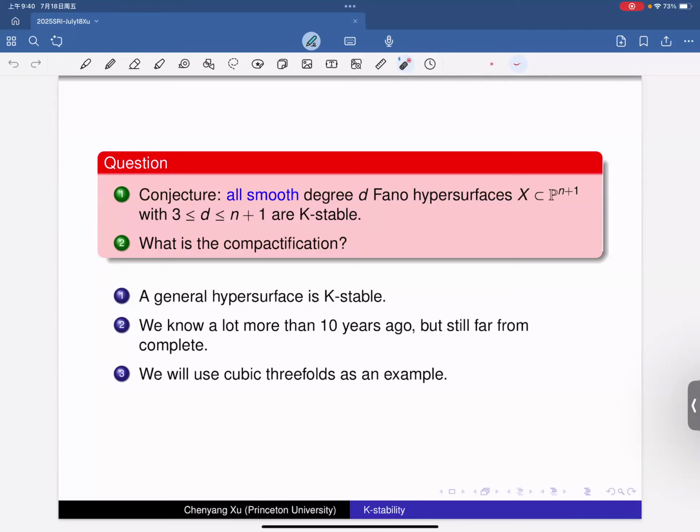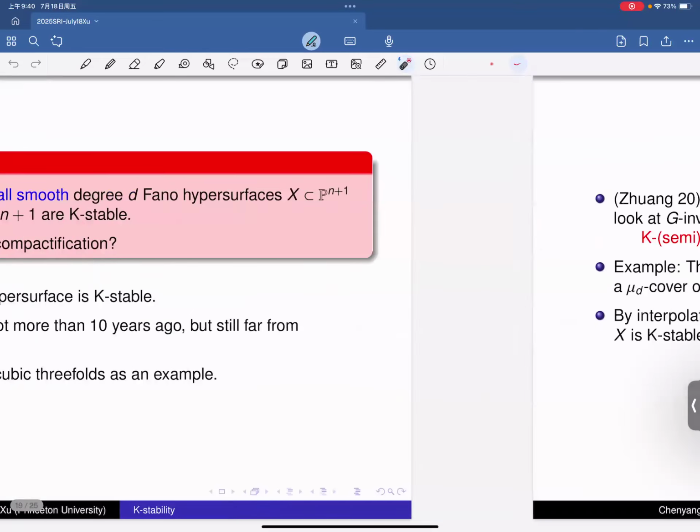But an even harder question is what is the compactification? Because we know the general members are K-stable, so there is definitely a K-moduli whose general members parameterize hypersurfaces. But then you can ask what's the compactification? As I said, we know a lot more than 10 years ago, but there are still many things we don't know. I will use the cubic threefolds as an example to give you some feeling of how to get this. There are many other works.